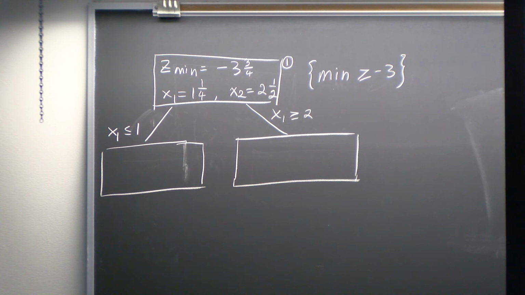Question? Could you have also picked x2? You could, yeah. Either way is fine. You should lead to the same minimum value. Yeah, but the procedure will be different. You'll take different paths. The branch will be different.